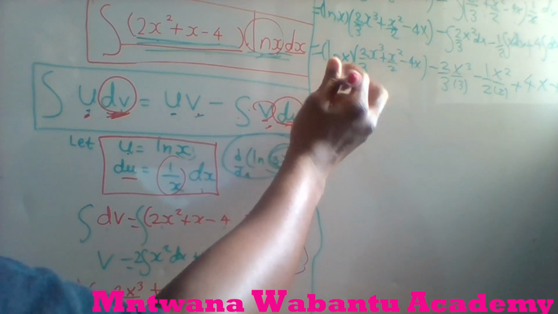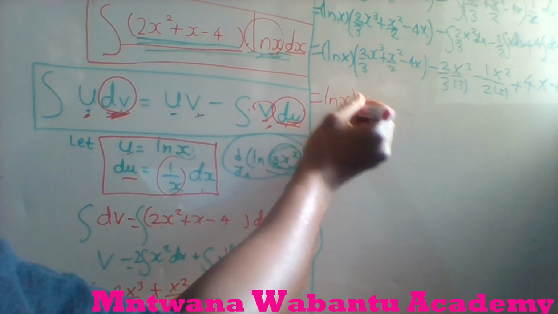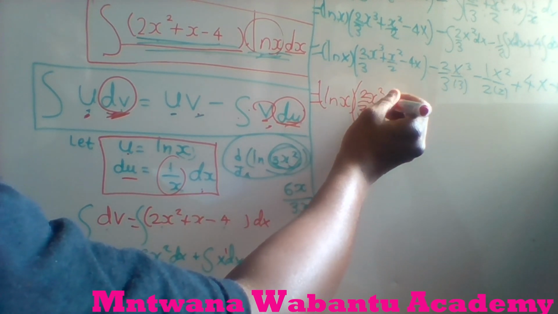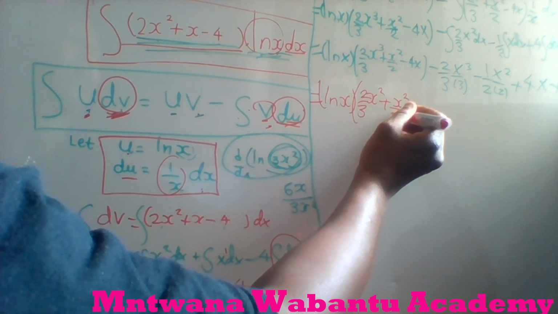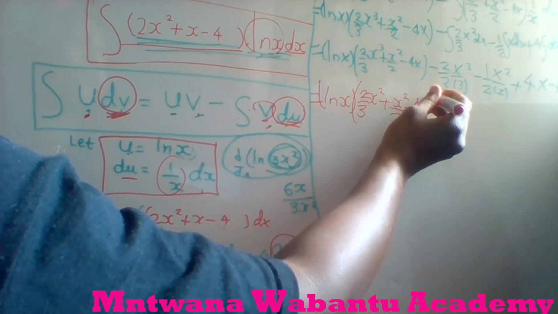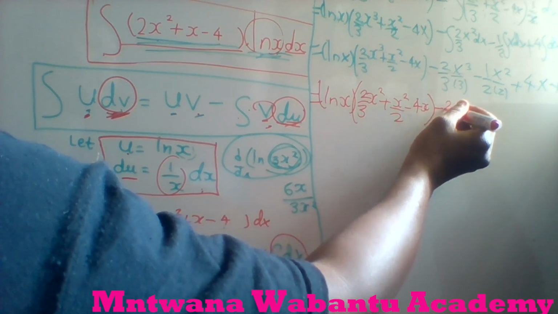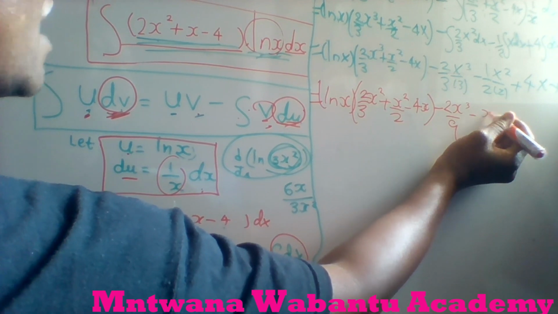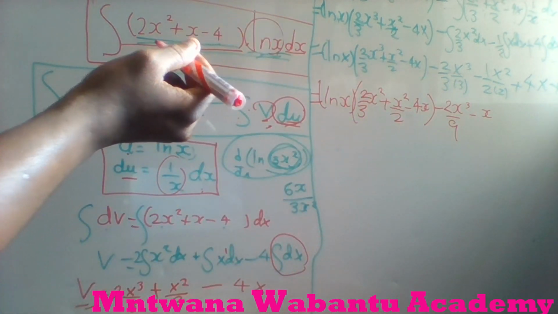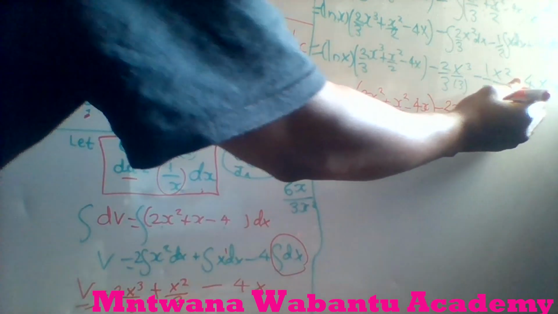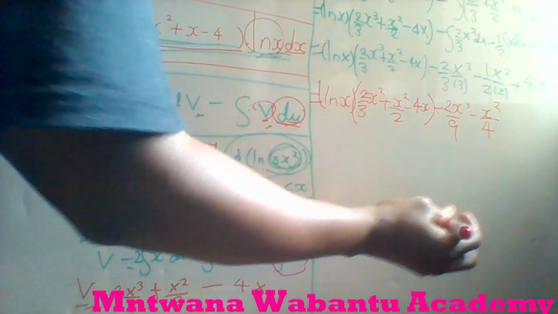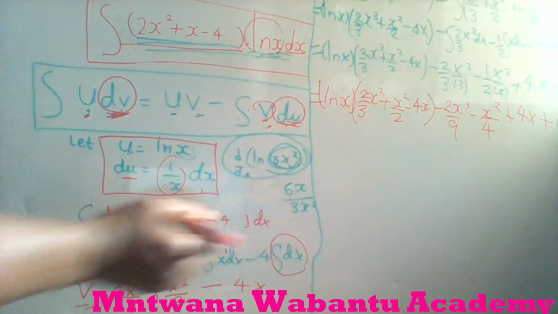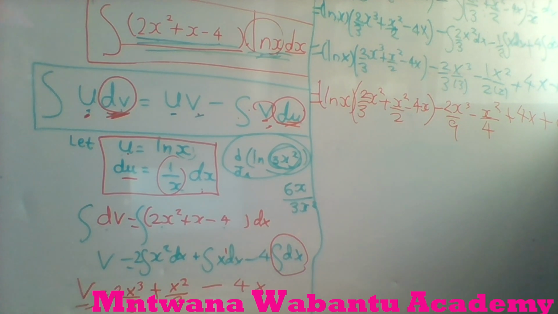So I say this is equal to ln of x times 2 over 3 x cubed plus x squared over 2 minus 4x. Now we come here, minus 2x cubed over 9 minus x squared. That's going to be x squared over 4, and then plus 4x plus c. Brother and sister, so that's how we solve this question.